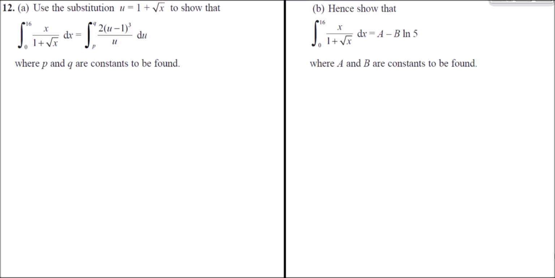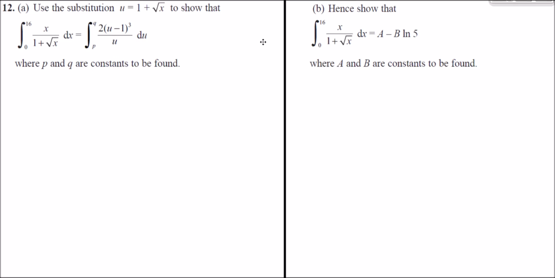Question 12 is an integration by substitution question. So this time we're told what substitution to use. So using substitution, u is 1 plus root x, show that this integral here can be transformed into this integral here, all in terms of u, where p and q are constants to be found.